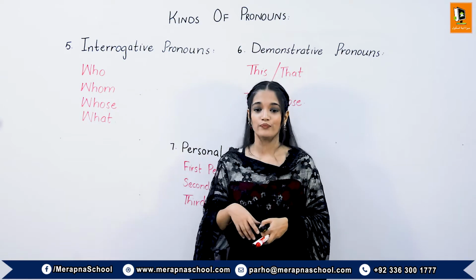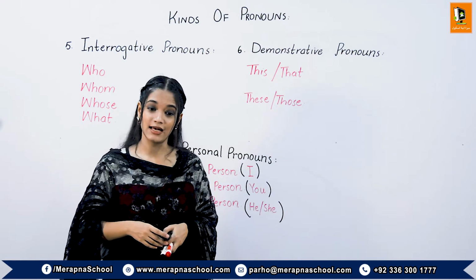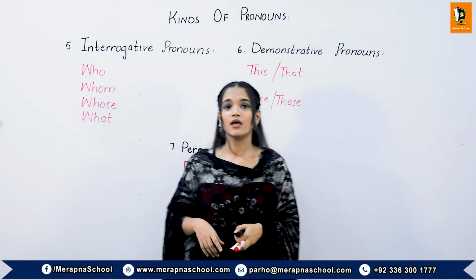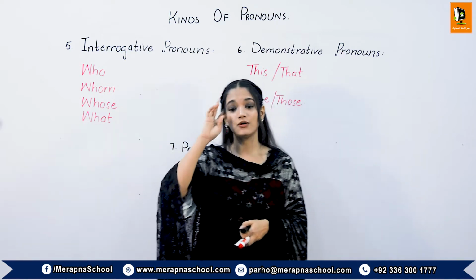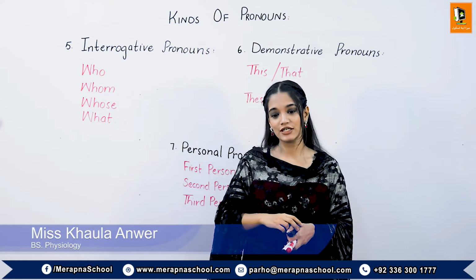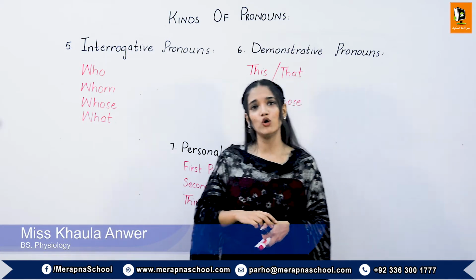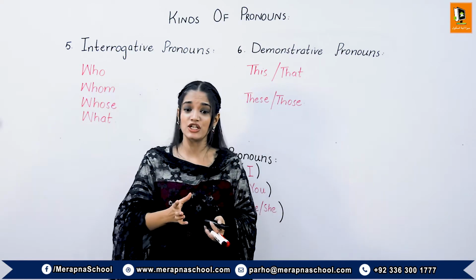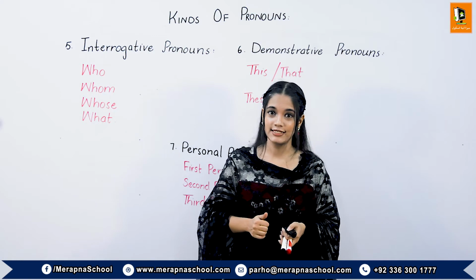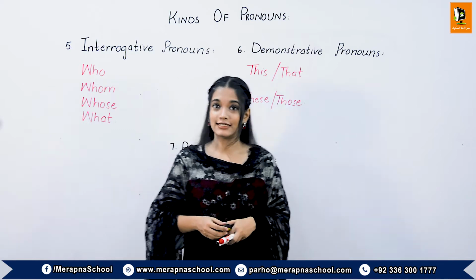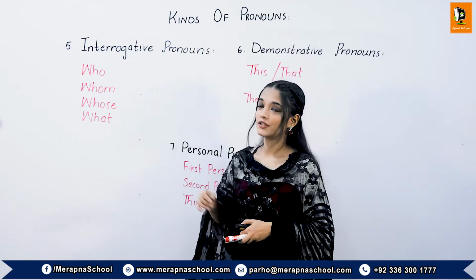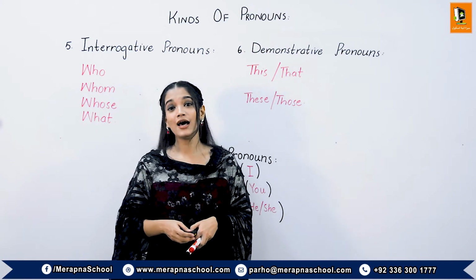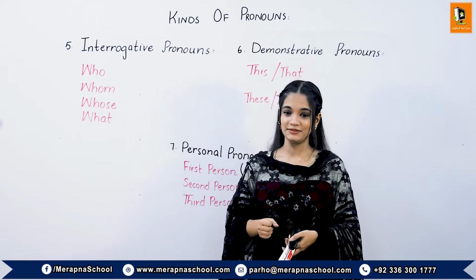First, the use of who. It is used when a pronoun is a subject. It refers to a person. For example, who did this? Now, the use of whom. It is used when a pronoun is an object. It refers to a person. For example, whom are you going to invite? Now, the use of whose. It shows possession or ownership and refers to a person. For example, whose chocolate is this? Now, the use of what. It can be used as subject and object both. It refers to a thing. For example, what is this?